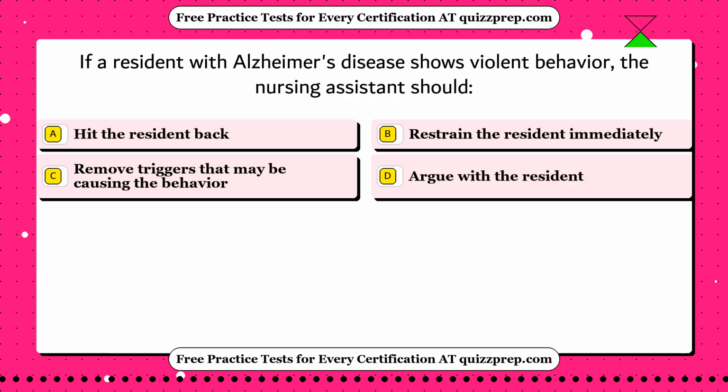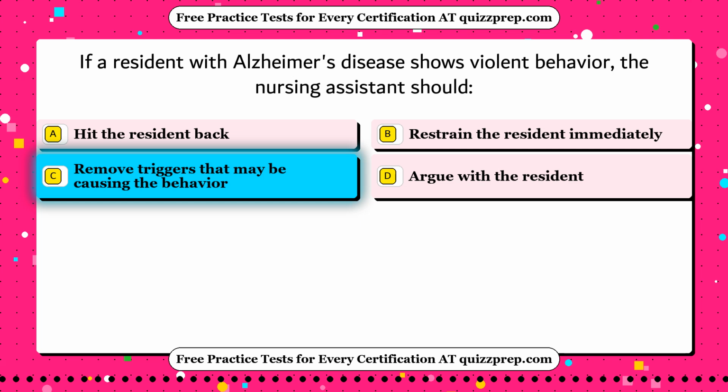Question 23. If a resident with Alzheimer's disease shows violent behavior, the nursing assistant should: Option A, hit the resident back. Option B, restrain the resident immediately. Option C, remove triggers that may be causing the behavior. Option D, argue with the resident.